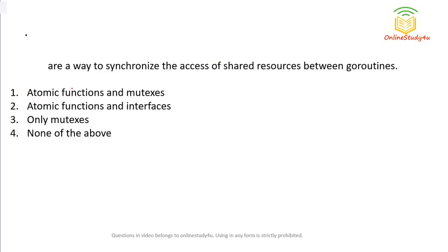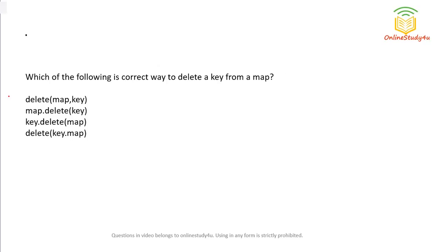So this is the kind of fill in the blank that students are getting: dash are a way to synchronize the access of shared resources between Go routines. Atomic functions, you must have read about this. Atomic functions we use for synchronization of the access of shared resources, and mutex locks we also use for synchronization. Option 1, atomic functions and mutexes are a way to synchronize the access of shared resources between Go routines. That will be the correct answer.